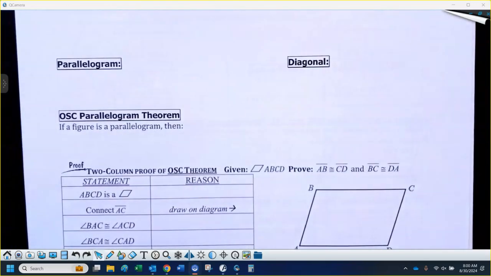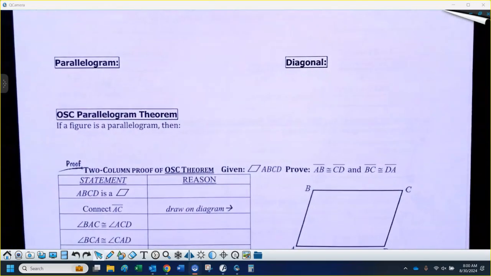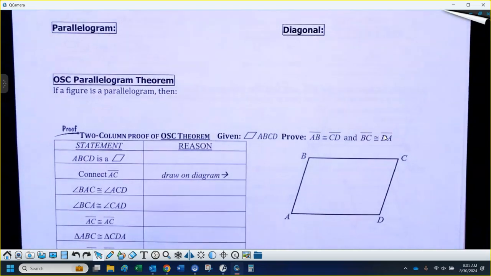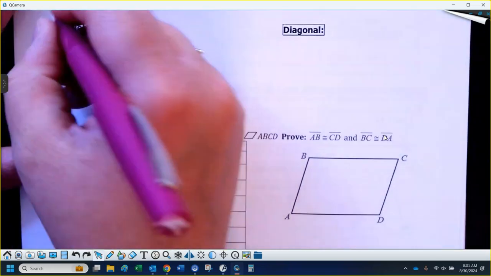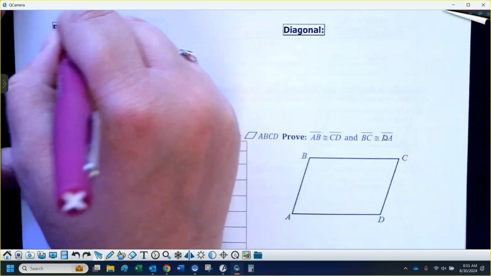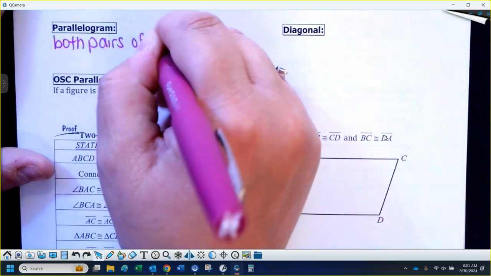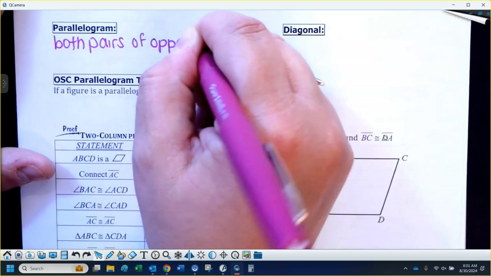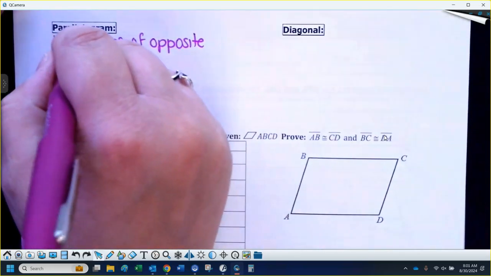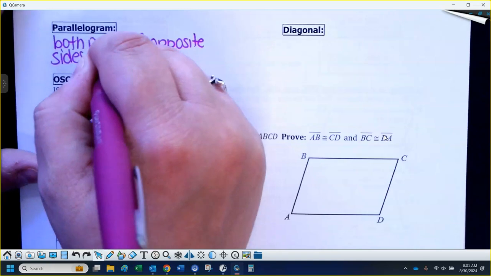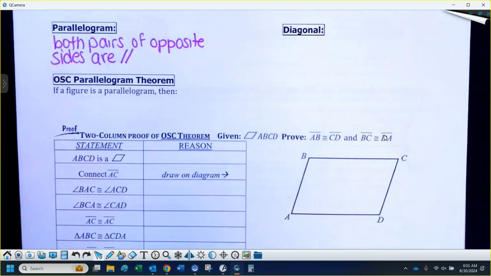Okay. Now, the actual technical definition of a parallelogram, there's really just one requirement, and that's both pairs of opposite sides are going to be parallel to each other. I'm just going to kind of abbreviate that with a little parallel symbol. So that's technically the only requirement to be a parallelogram.